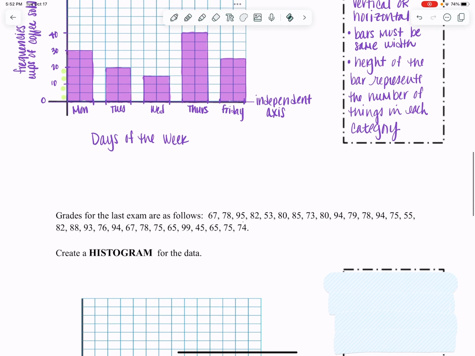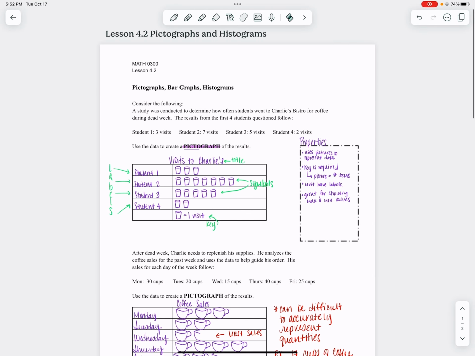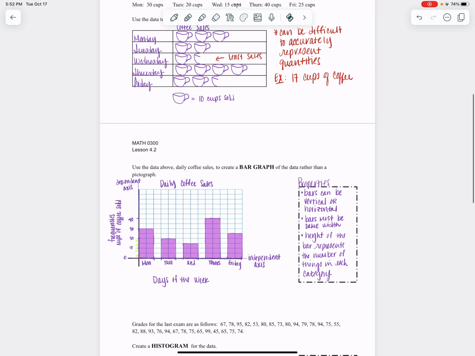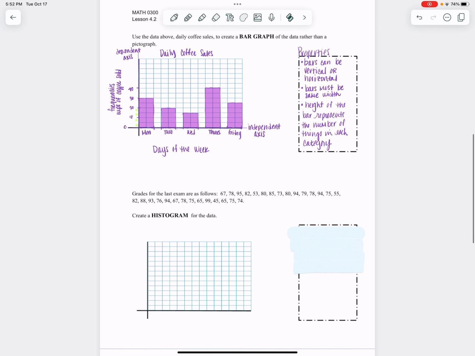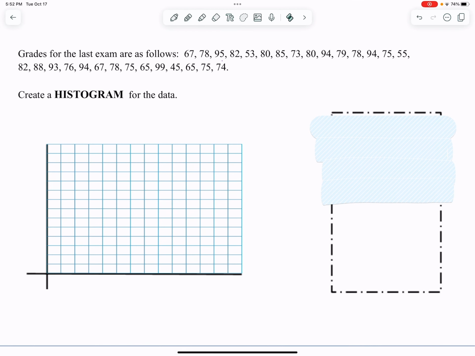When we left off last time, we had talked about making pictographs, bar graphs to display data. And we talked about how similar a bar graph and a pictograph could be. Now we're going to look at what could be considered a different type of bar graph almost. This one is called a histogram.